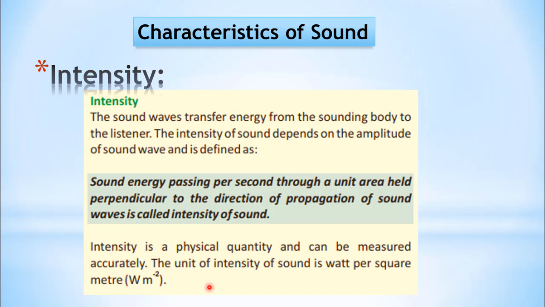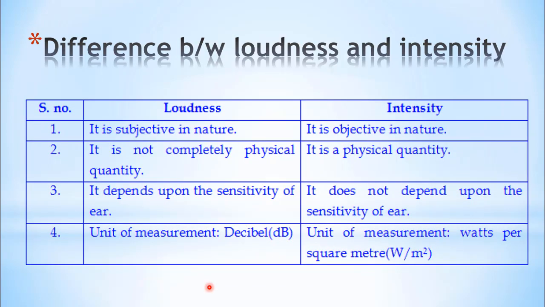Now we will discuss the difference between the loudness and the intensity of sound. The loudness of sound is subjective in nature, but the intensity is objective. You can say that the loudness of sound is individual, but the intensity of sound is neutral. It is not completely a physical quantity, but the intensity is a physical quantity and can be measured accurately. The loudness of sound depends upon the sensitivity of ear, but intensity does not. The unit of loudness is decibel and that of intensity is watt per square meter.